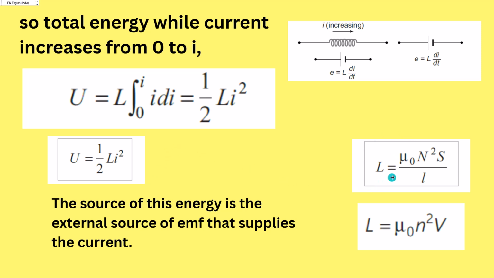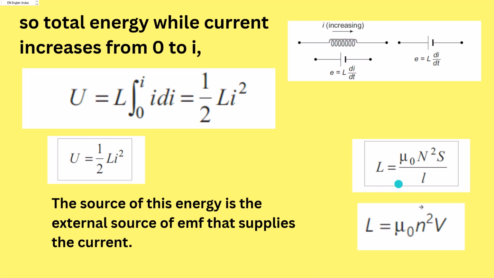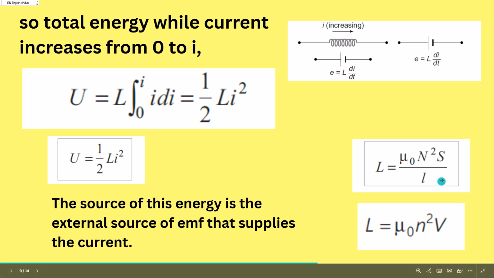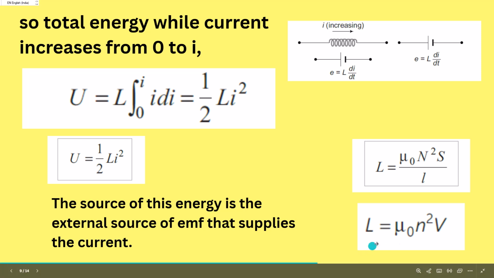What is this expression? L equals mu 0 n squared S by l. We have derived these kinds of equations in my previous lectures, so we are using it here. This n is the number of turns of wire per unit length. So if I multiply by length here, we get n squared l squared, which is simply N squared, and the extra l is multiplied in the numerator. Okay, so S and l will be V. So these two expressions are the same. We will use this expression L equals mu 0 n squared V.